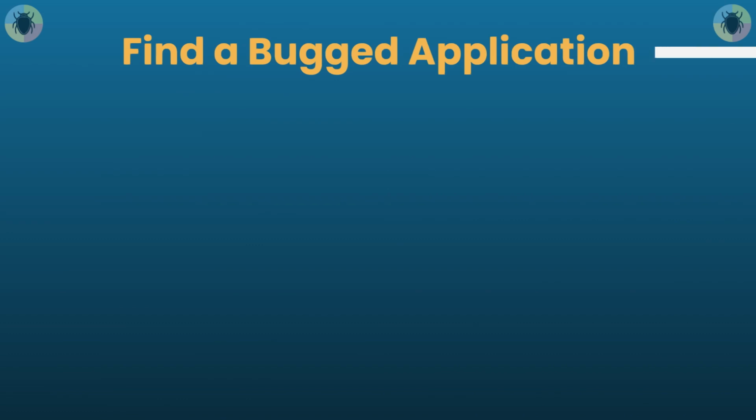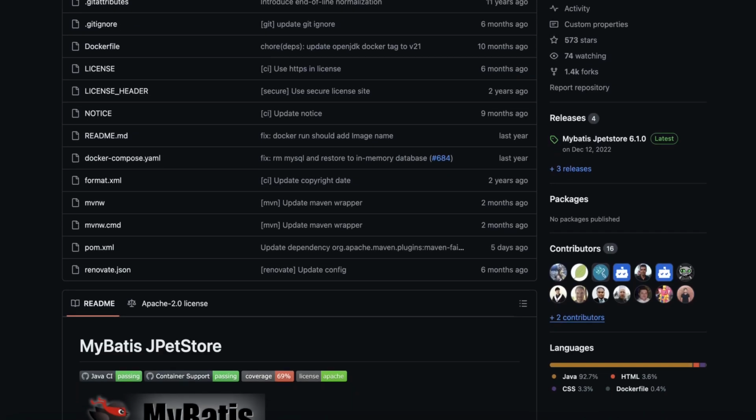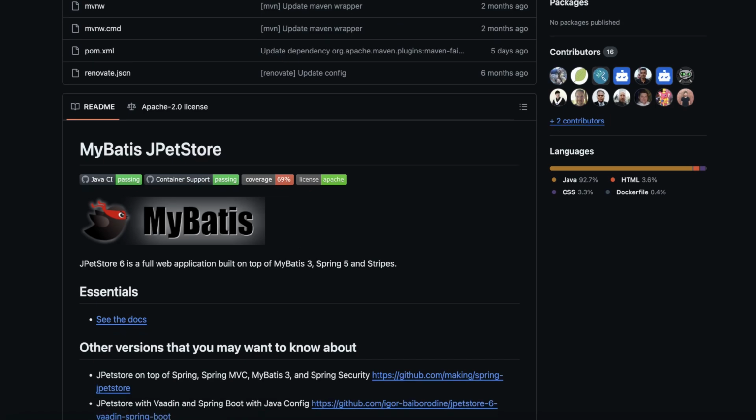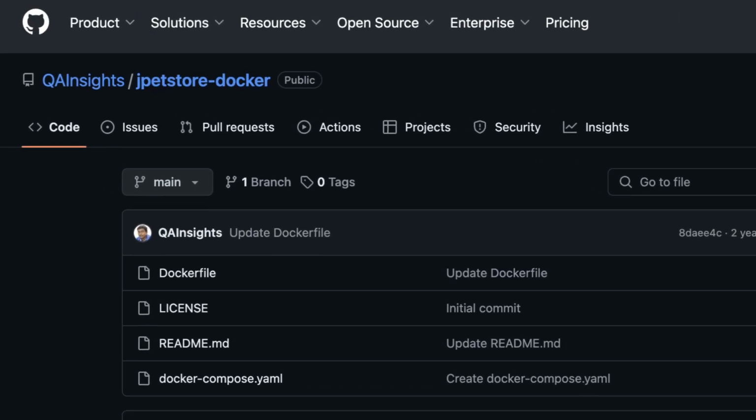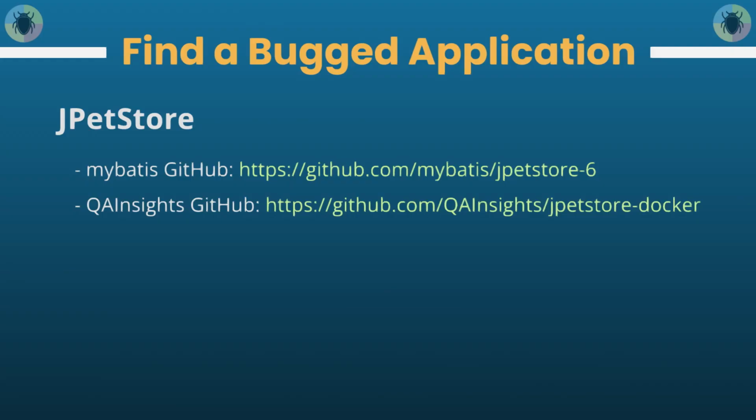Our journey begins by hunting down an application with some hidden flaws for our testers to uncover. For today's challenge, we've selected JPetStore, a sample app perfect for testing. You can grab it straight from MyBatis GitHub. Prefer a faster setup? No worries! You can also access the Docker image from the QAInsights GitHub repository. Whether you choose to download the app or spin up the Docker image, get ready to unleash your tester skills and uncover those elusive bugs.